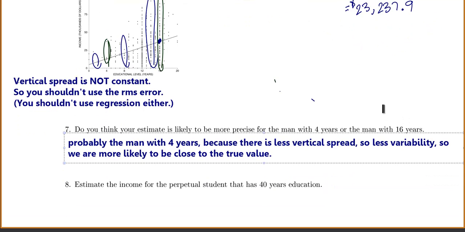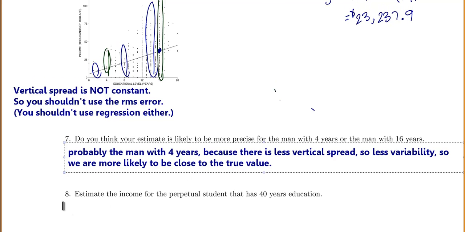Number 8, estimate the income for a perpetual student who has 40 years of education. Now, what do you notice about 40 years of education? If I was to come back up and look at my data, 40 years of education, that's going to be about here. Does my data go all the way to 40 years? No, it's not even close. My data only goes to about 20 years. So this is what we would call extrapolation.